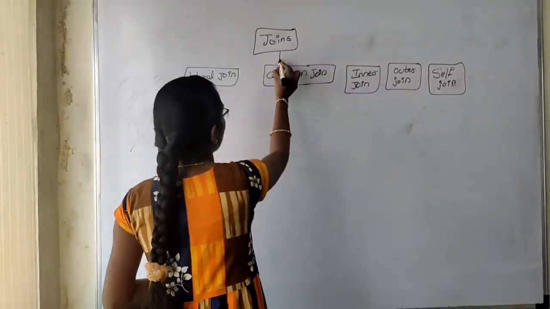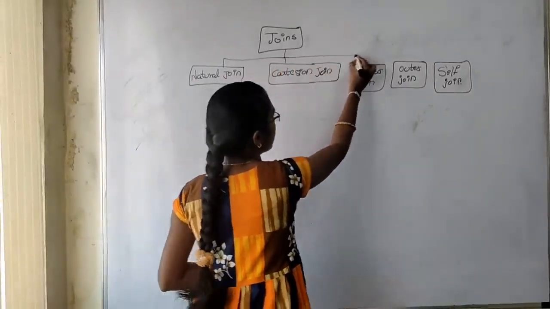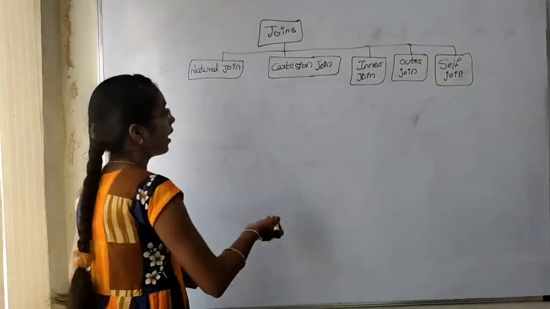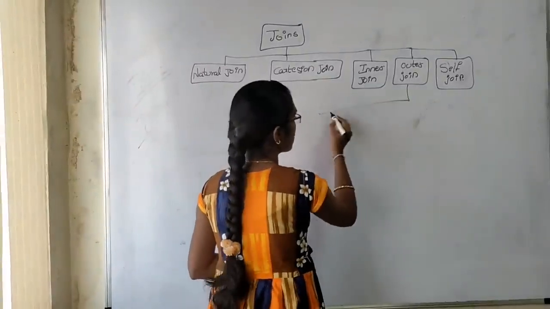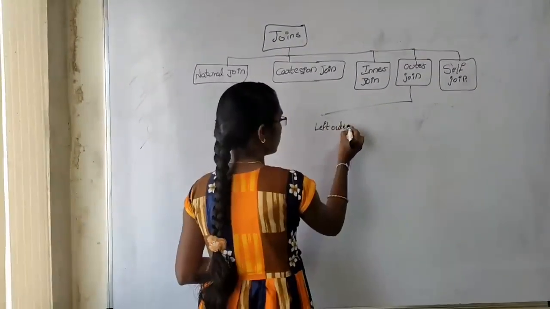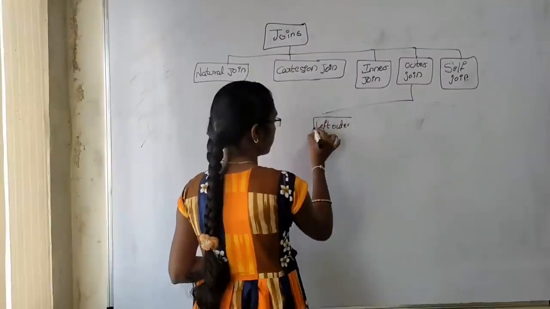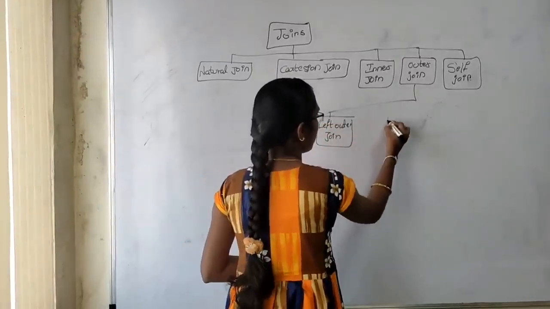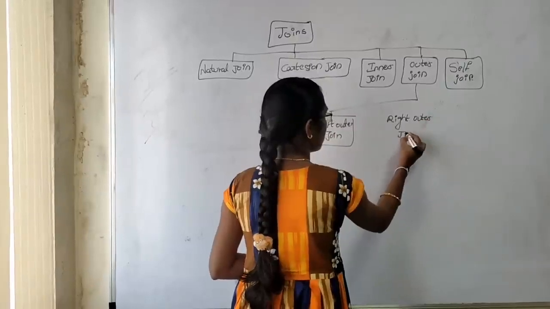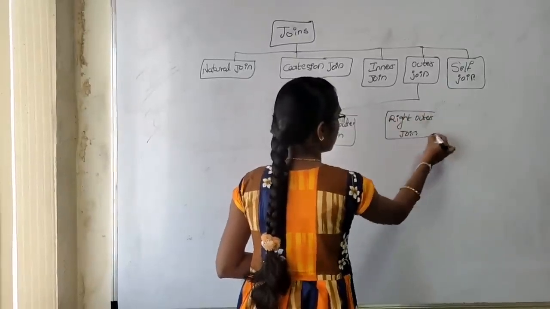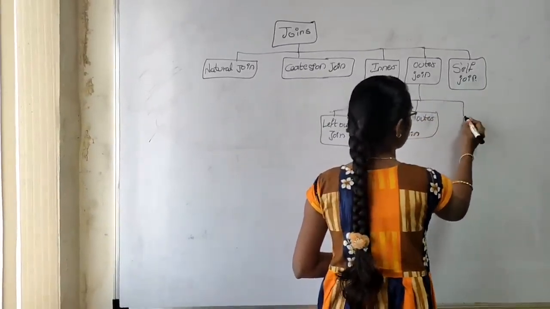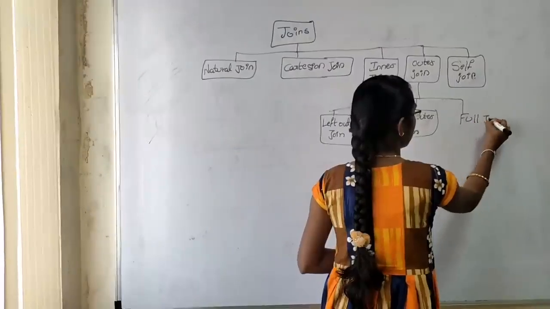So joins can be another 5 types. So what are they? Means inner join, outer join, and self join, natural join, Cartesian join. And outer join can be divided into another 3 types. So what are they? Means left outer join, and right outer join, and third one is full join.